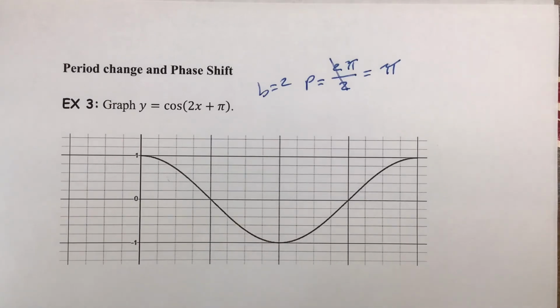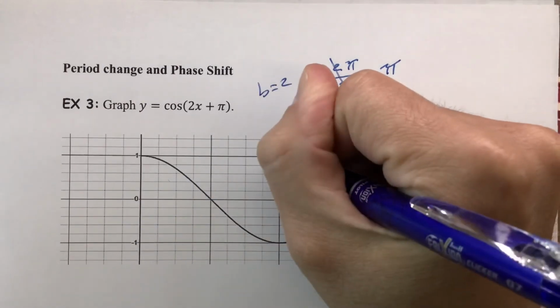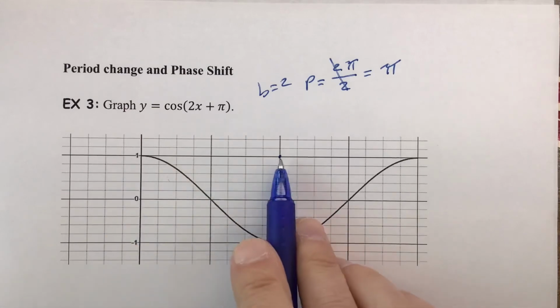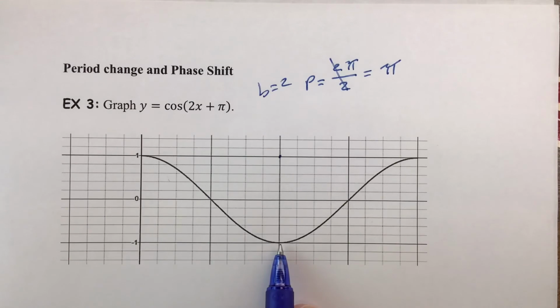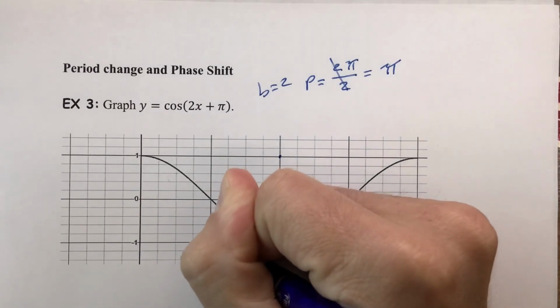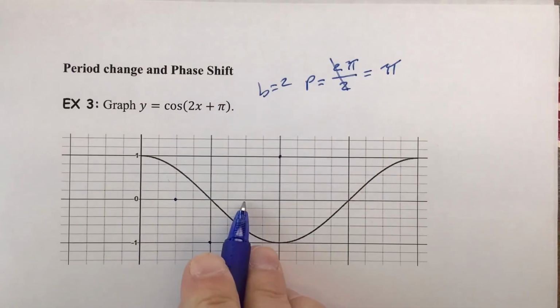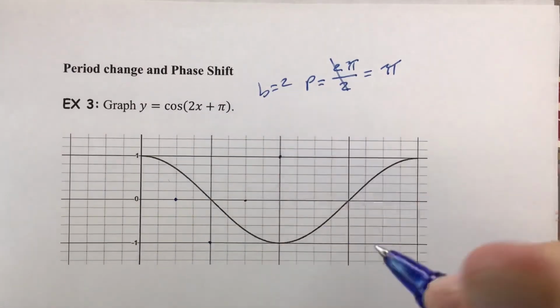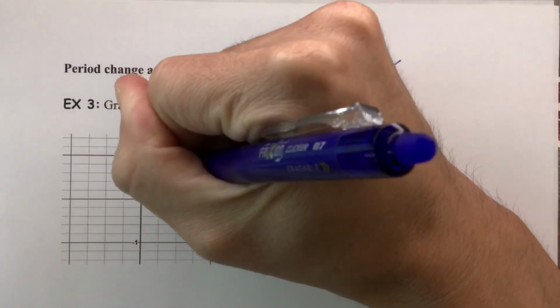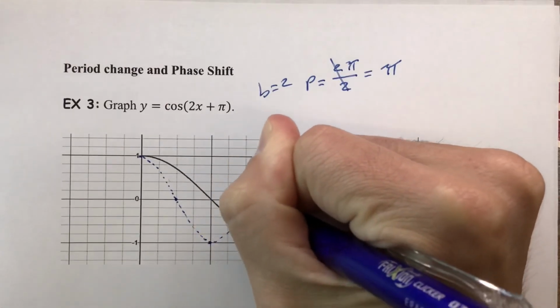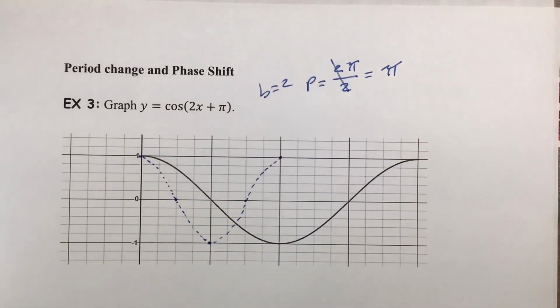So the whole graph is going to get compressed to just pi. You have the high point there at the y-axis. Your next high point is going to be here at pi. Your low point, instead of being at pi, is going to get pulled in to here. Your intercepts are going to be at 1/4 pi and 3/4 pi. They'll be at those spots. And I'm just going to dot this one because I want to indicate that that one is not the final answer. But I want to have an idea of how that's going to be compressed.